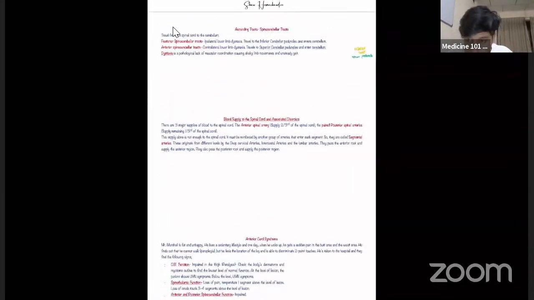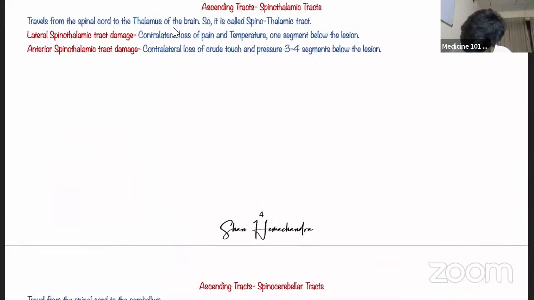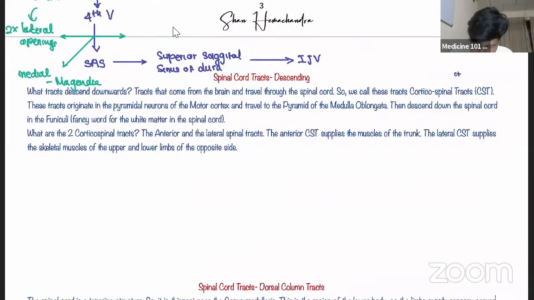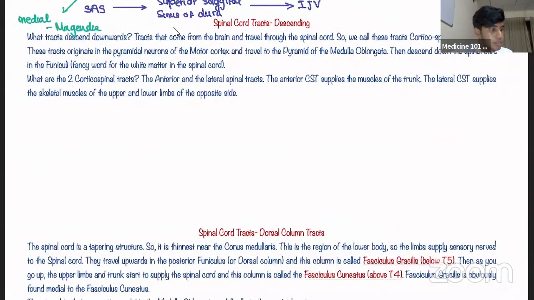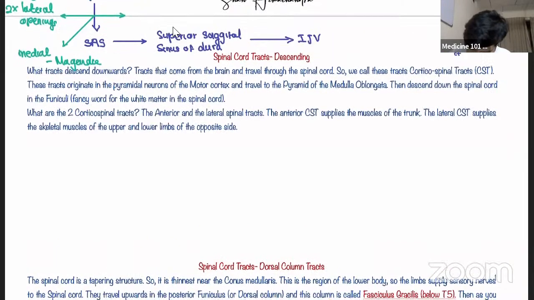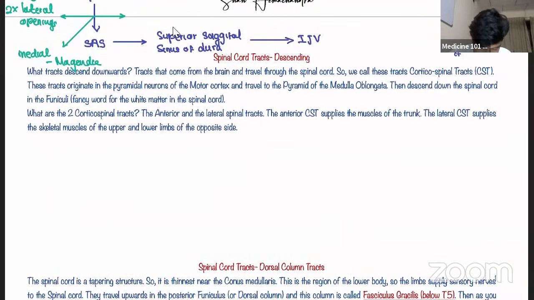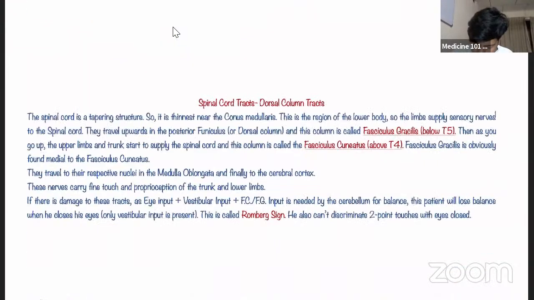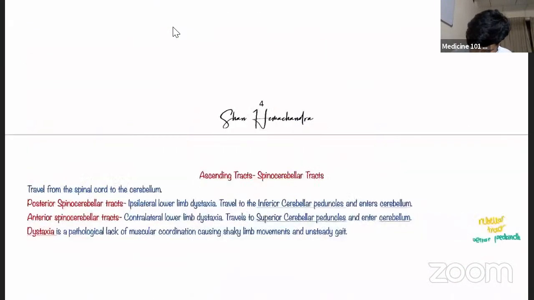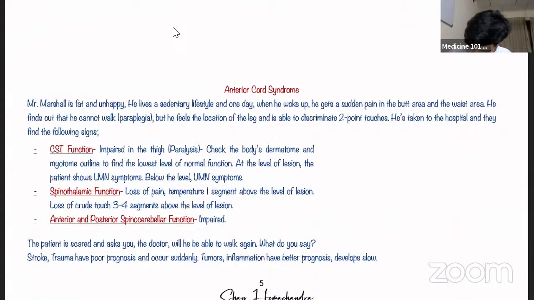spinal cord and finish these descending and ascending tracts. Give me a second, guys. Okay, we are going to do the spinal cord ascending and descending tracts. I don't have space here. I will add a page.